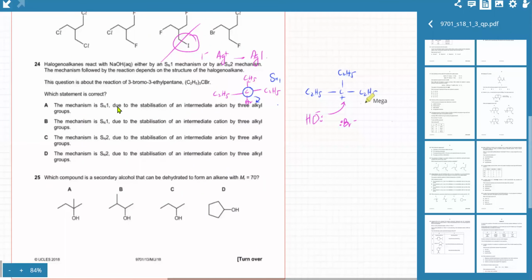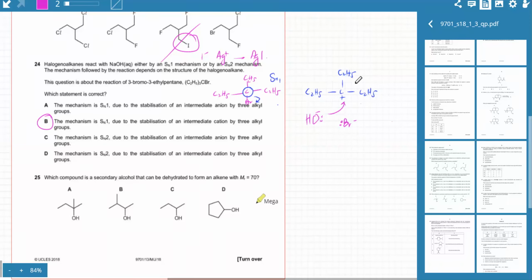The mechanism is SN1 due to the stabilization of an intermediate anion by three alkyl groups. You're not stabilizing the anion, you're actually stabilizing the cation. So the correct option is B. With three alkyl chains, the carbocation is very stable and it doesn't attract the Br minus back, because the positive charge is not very large to begin with; it is surrounded by large groups. So it gets its electrons from other places. So the positive charge is not very huge.